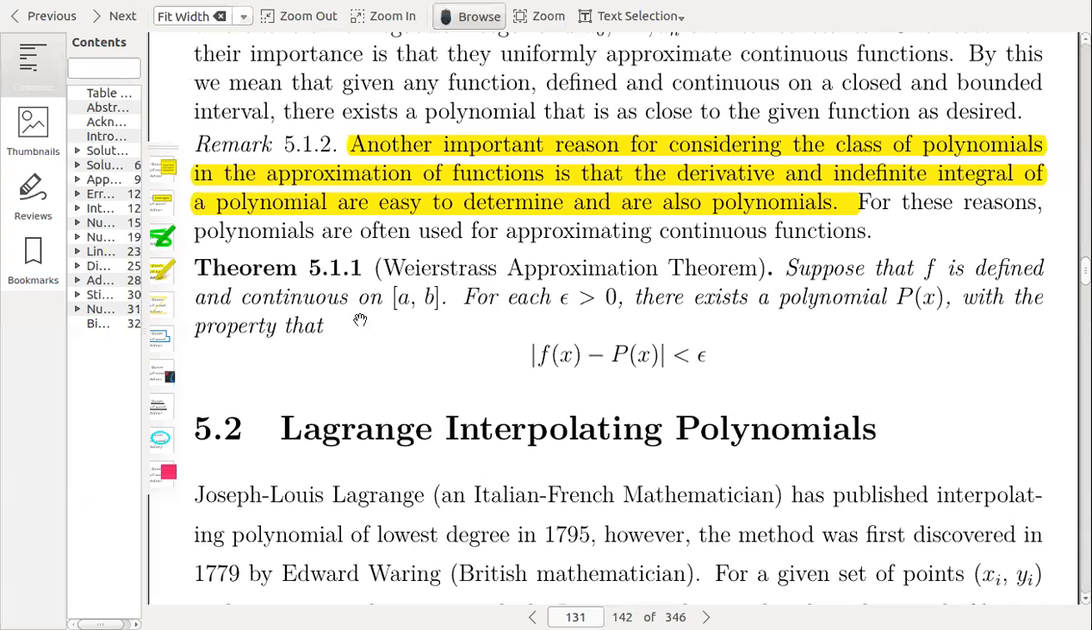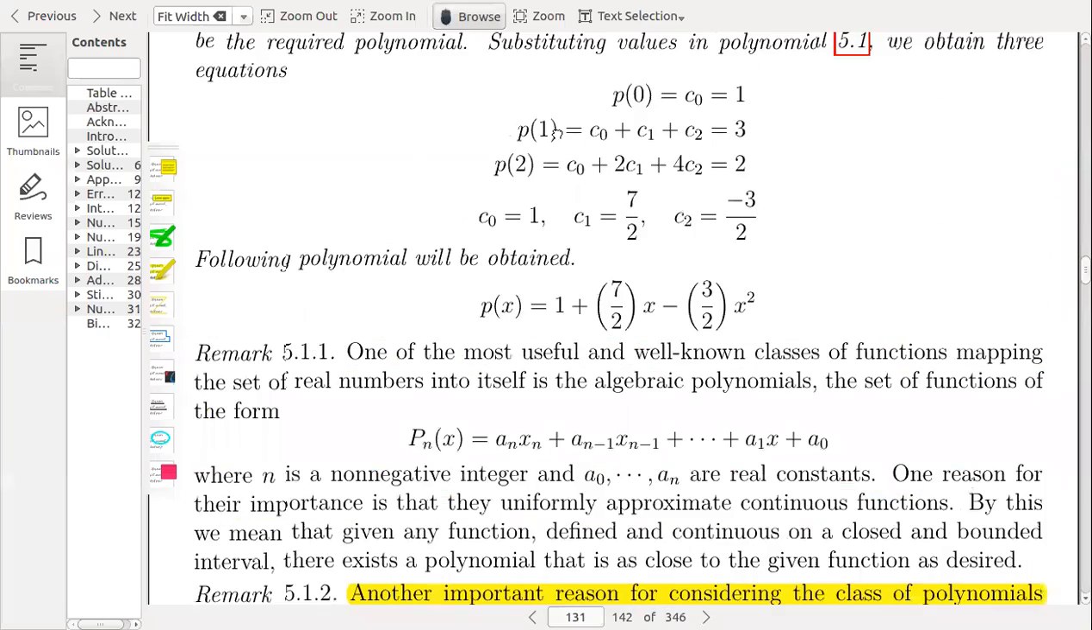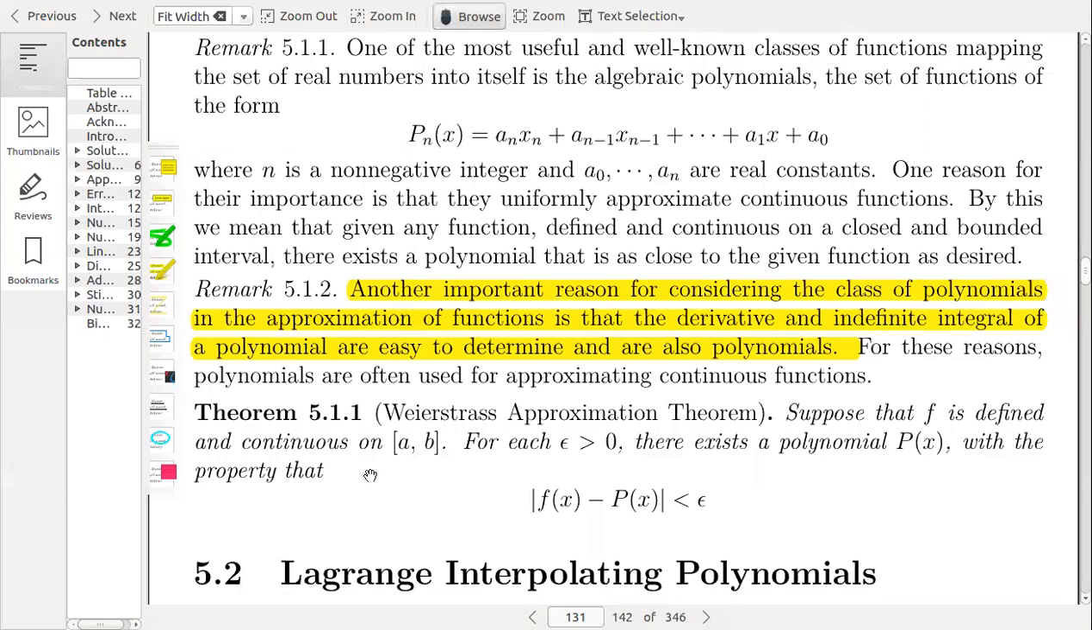Next is the Weierstrass approximation theorem: suppose that f is defined and continuous on [a, b]. Here we have to suppose that the given function must be continuous on the closed interval [a, b]. For each epsilon greater than 0, there exists a polynomial p of x with the property that the absolute value of f of x minus p of x is less than epsilon.